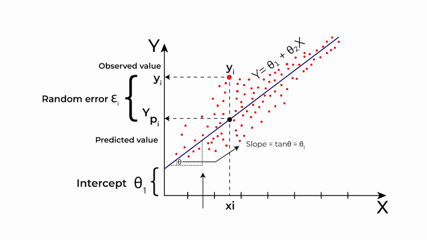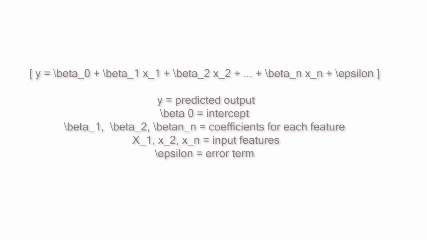Linear regression is the simplest form of regression. It assumes a linear relationship between the input features and the output variable. The model can be represented as this, where y is the predicted output, \beta_0 is the intercept, \beta_1, \beta_2, ..., \beta_n are the coefficients for each feature, x_1, x_2, ..., x_n are the input features, \epsilon is the error term.